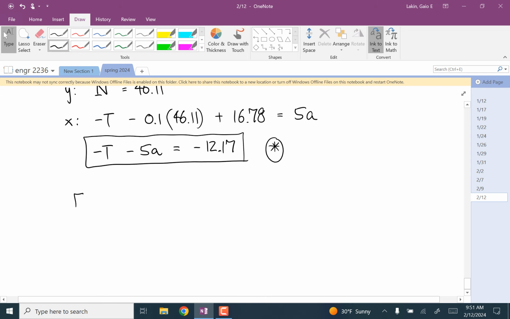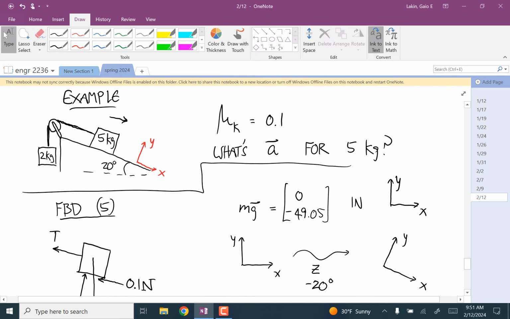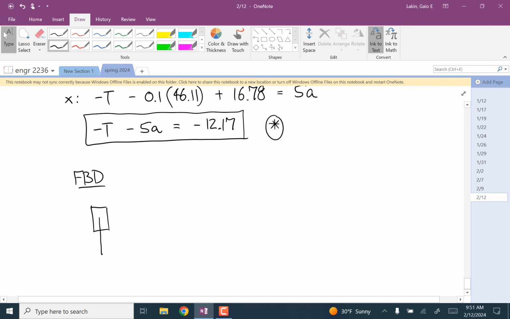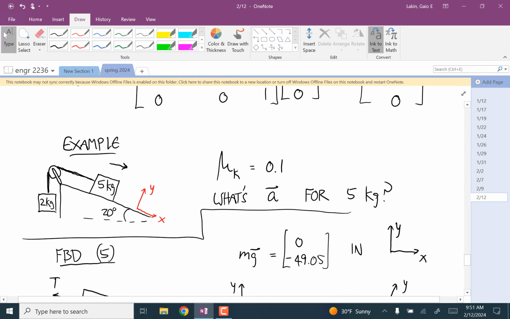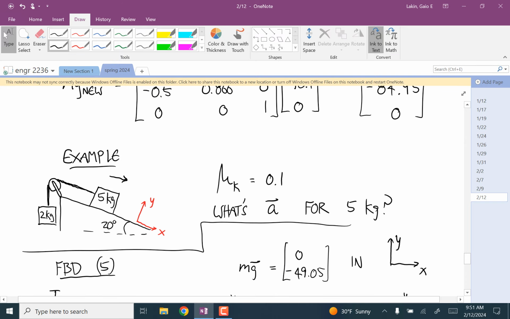And now we'll go to the second one, the hanging mass. That has a downward force of 19.62, an upward force of T. This one, you might ask yourself, in a situation like this, do I have to represent everything in the same coordinate system? The answer is you don't. You can use whatever coordinate system you want for either one of the bodies. So I'm going to use just a regular coordinate system for this one.